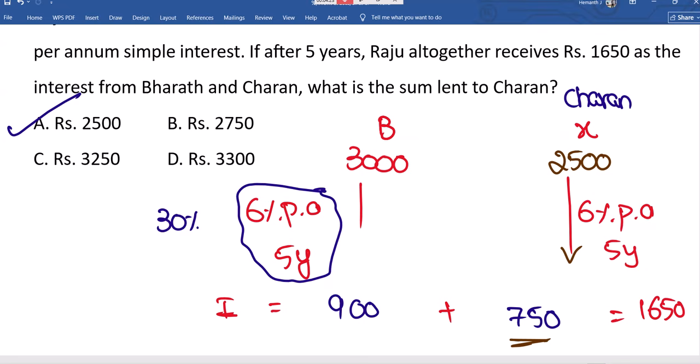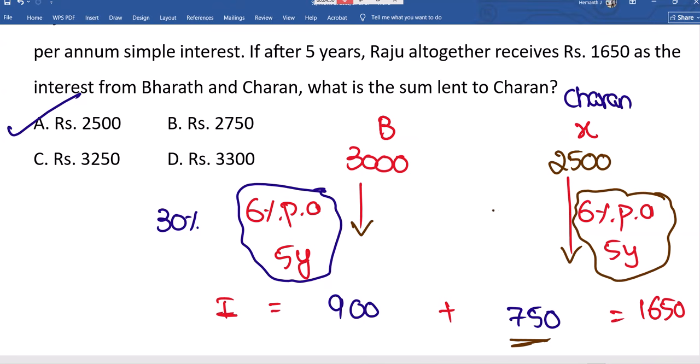See the approach. We're not going with any formula. So why did you get that 750? How did you get that 750? Already the combined is 1,650. Bharat is anyhow generating 900. The remaining 750 must be generated from Charan only. So with 30% common, these are combined at 30%.